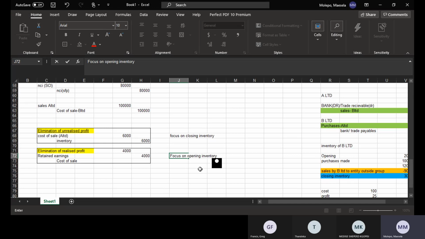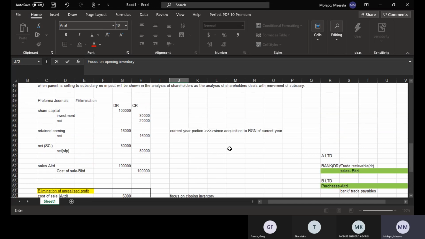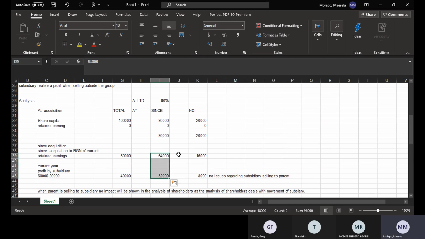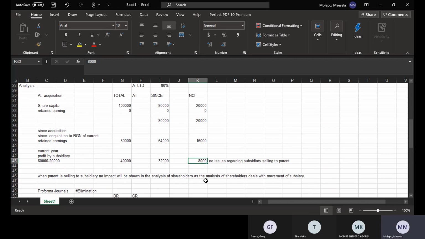analysis. If you want to check if it's balanced, if you take the at-acquisition 80,000 and add it with this, and then add your 8,000, they must give you the total of 220. But I will show it in the next example. How do we deal with it? Now let's go to the consolidation part.